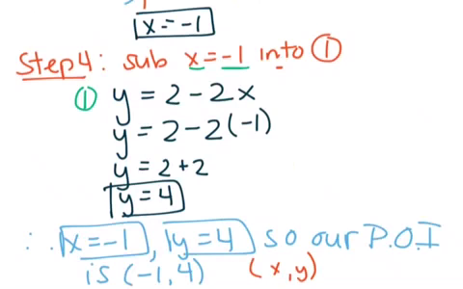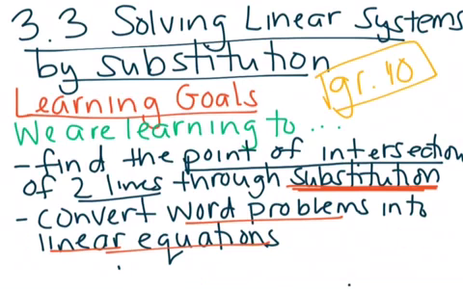And we are done. So back to our learning goals. Remember in this lesson that we learned to find the point of intersection of two lines through substitution, and we will convert word problems into linear equations in the next lesson. Now try some examples on your own to make sure you've got it.